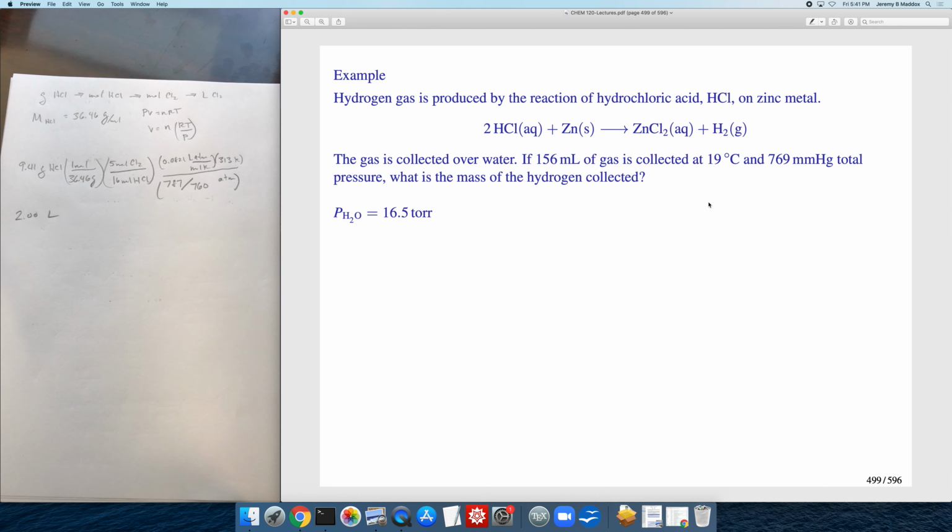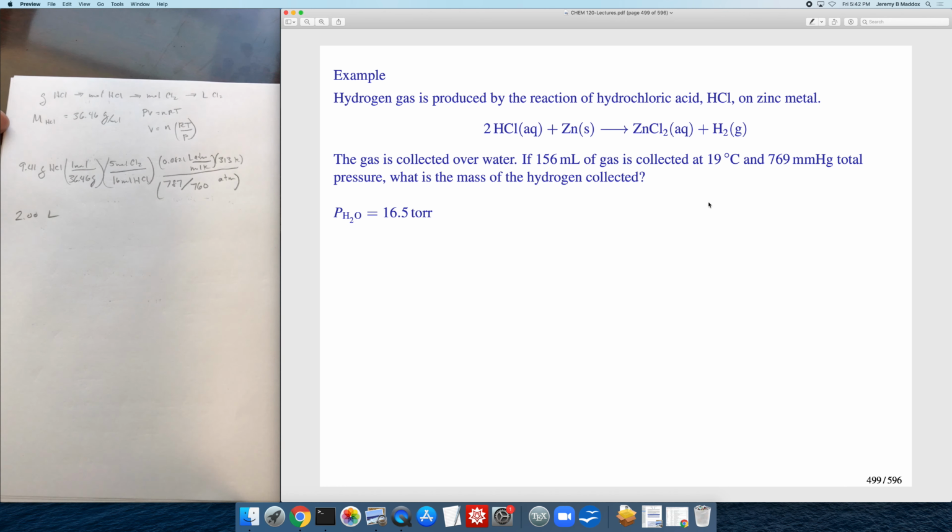This one is another reaction. This one is complicated by the fact that the product, the hydrogen gas, is collected over water. So this is a little bit more realistic of a stoichiometric problem. We have this reaction between hydrochloric acid and zinc. It produces hydrogen gas. We've collected the hydrogen gas over water, and we've collected a total of 156 milliliters of that gas at 19 degrees Celsius and 769 millimeters of mercury for the total pressure. What is the mass of the hydrogen that is collected?